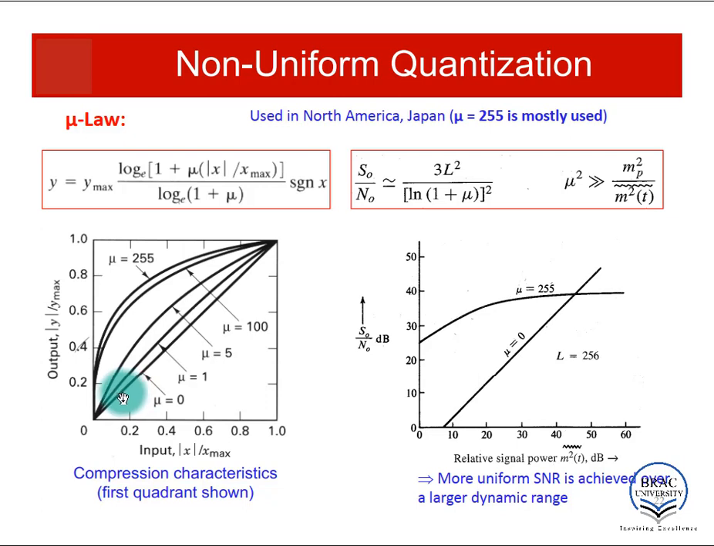But when you are using a mu of 255, you can see when your input value is 0.2, your output value is, let's say, 0.65. So it is a great boost. But when your input is 0.8, your output is 0.9. So you can see this mu law, or this compression technique, is giving a larger boost to lower input values and a very small boost to higher input values. That is how we are compressing the input signal.